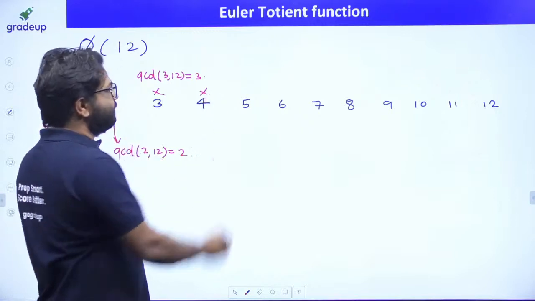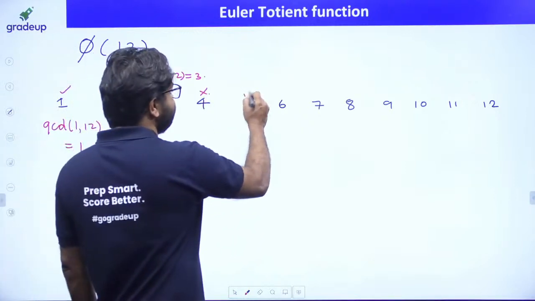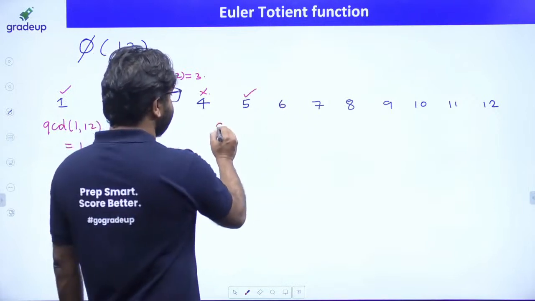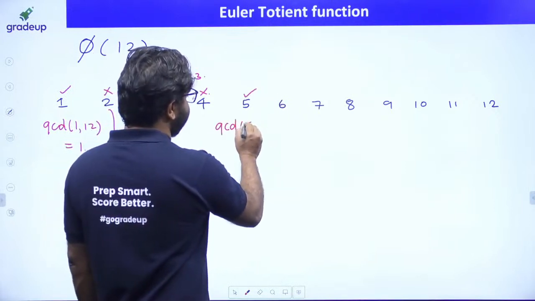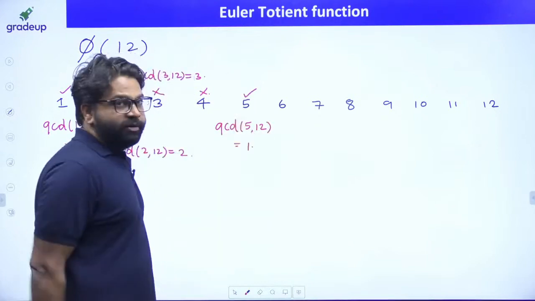Can we say that 4 will come into that picture? Again, 4 will not be coming into that picture. Can I say that 5 will come into that picture? Yes. You know why? Because the GCD of 5 comma 12, what you will be getting? You will be getting a 1. So 5 will come into that picture.